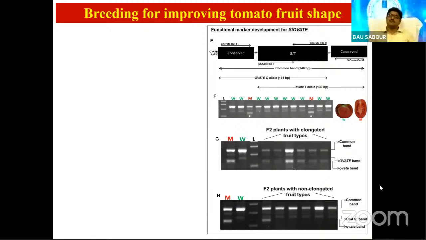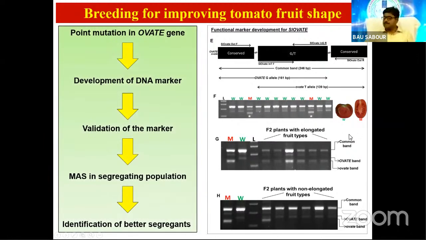On the other hand, in case of non-elongated types, they were basically like the wild type. In one plant only we found the heterozygosity, which is quite natural as this mutation is a recessive mutation. The heterozygous individual is also going to bear the flat type of fruits. So this is in a nutshell about the point mutation in the ovate gene that we targeted.